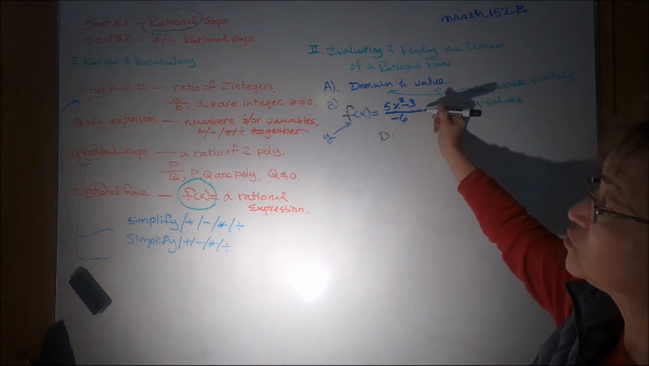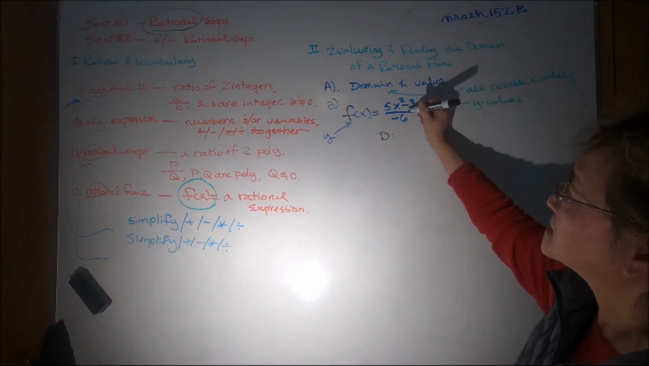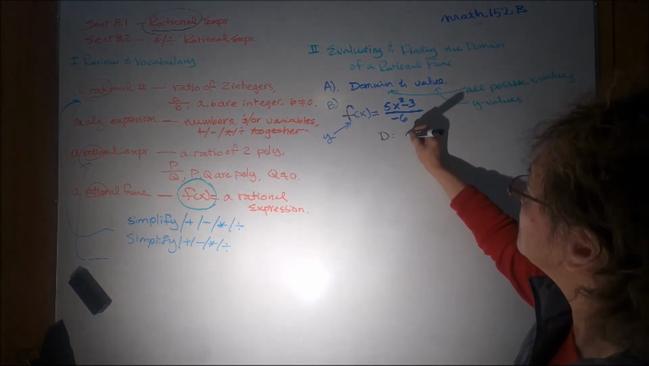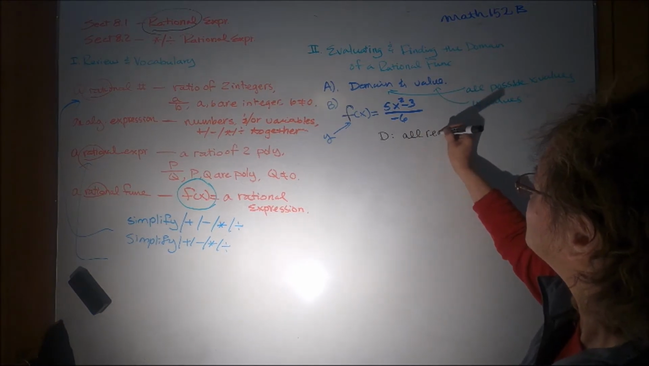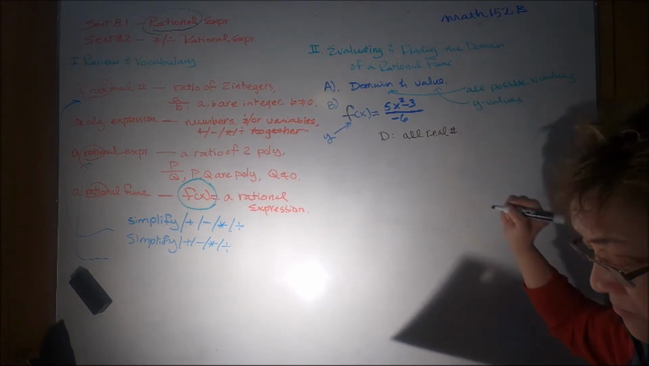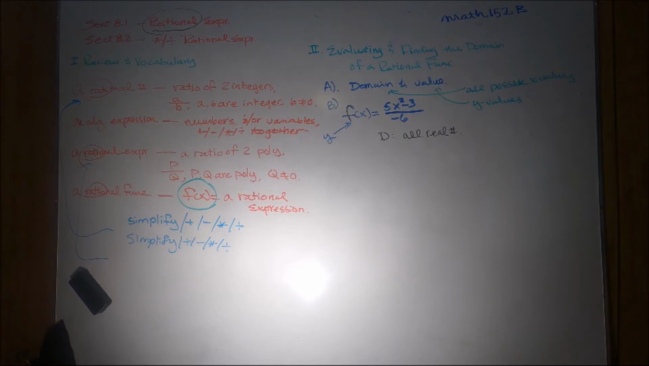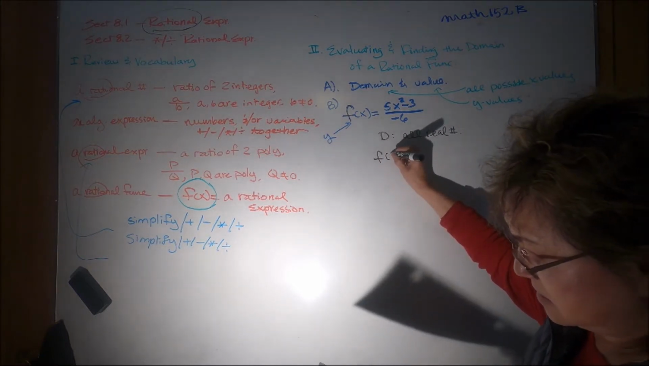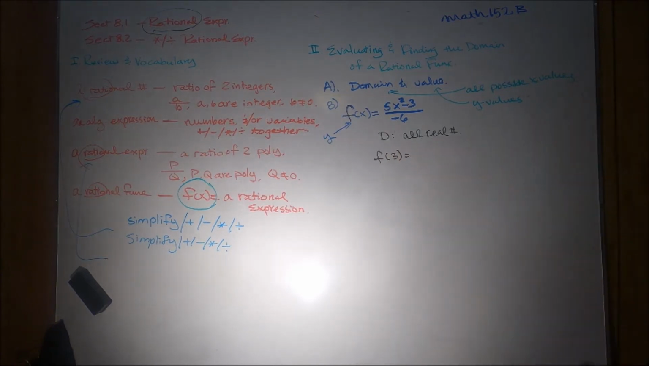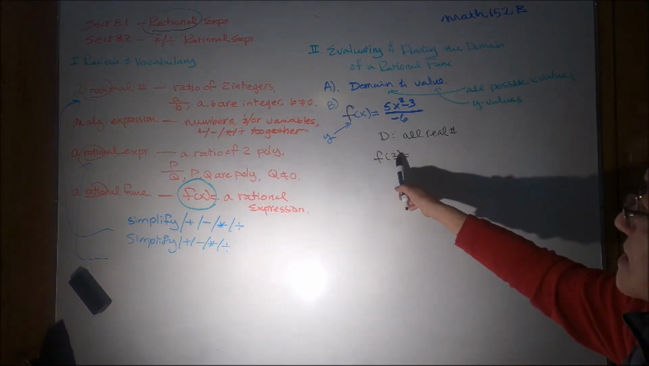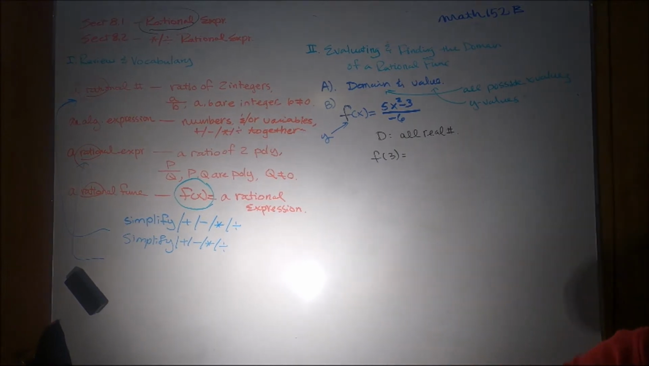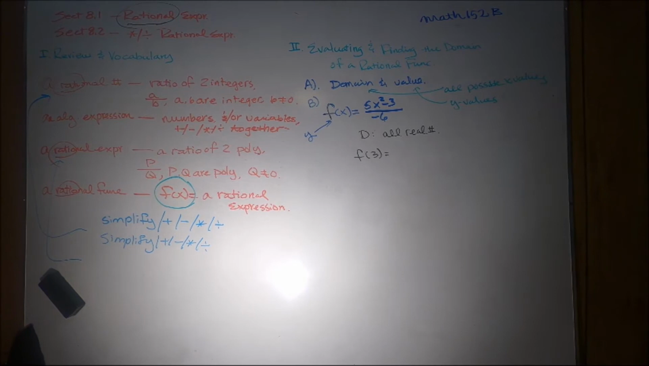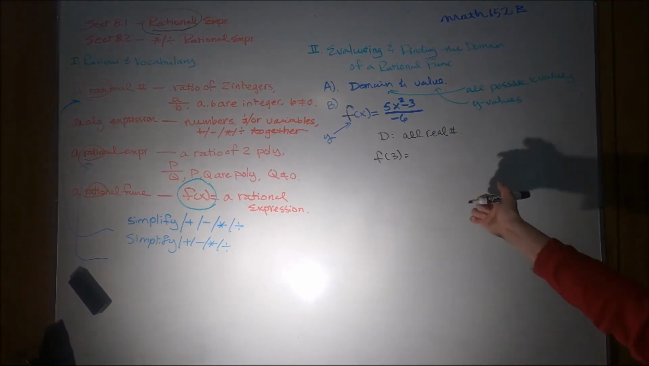There's no restriction for x, right? So x can be anything. That means x is all real numbers, or any real numbers. Okay? If we ask you to find f of 3, what does that mean? That means when x is 3, what's your y value? That's what it's asking. So you just plug in.